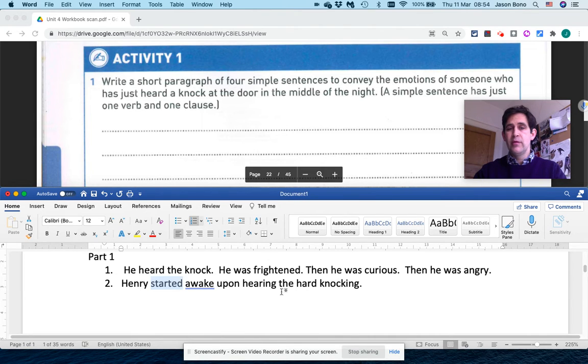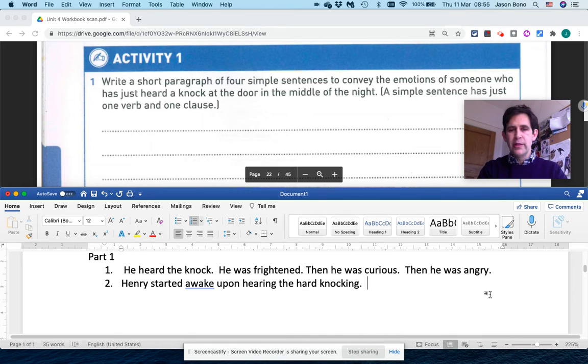Okay, and the rest of this, upon hearing the hard knocking, just tells when. Okay, that's called a prepositional phrase, but you don't need to know that. You just need to know there's nobody else doing any other actions in this sentence, and Henry's not doing another action. There's just one. Okay, so that makes this a simple sentence. This is the main part of the sentence, and that's really all there is. I'm not adding an intro part or an in between part, or an additional part. It's just the main part of the sentence.